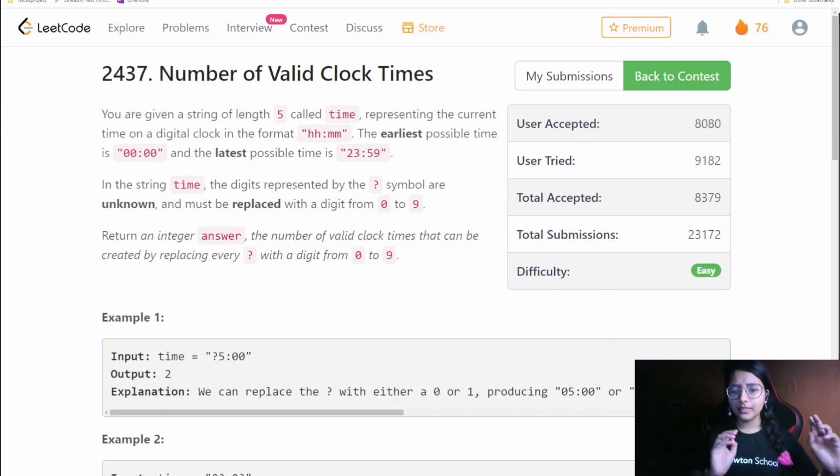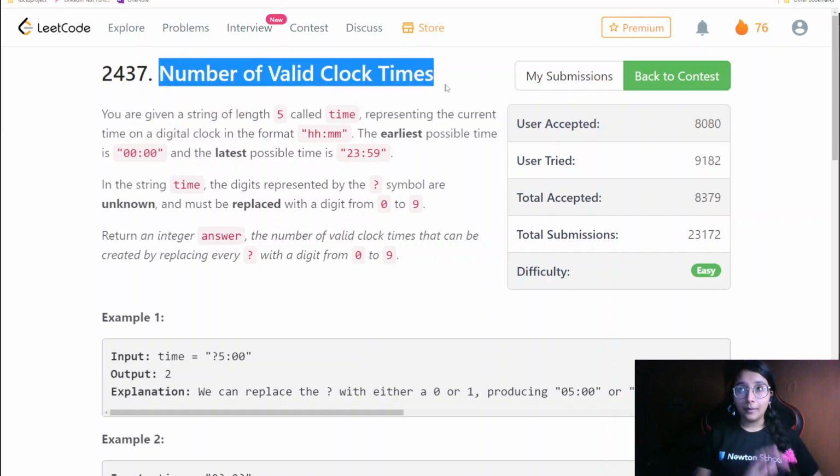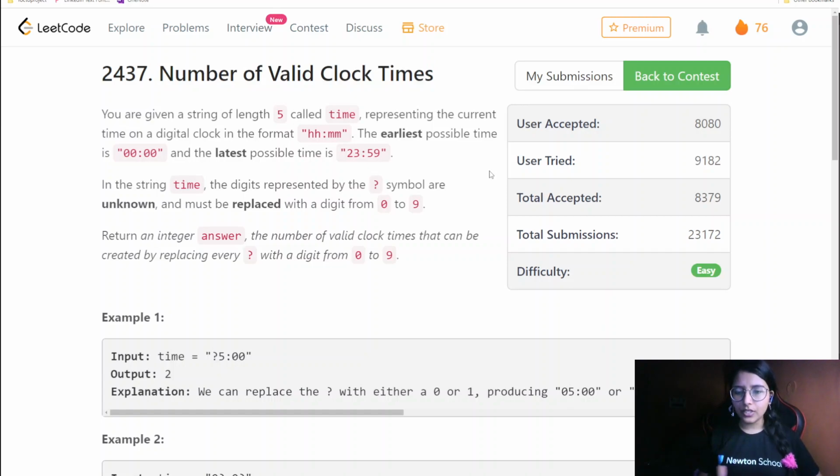Now comes the part for this question. So here the question is number of valid clock times. Right. So now let us first read this question, then the constraints, then the example, and then we will go ahead with the coding part.